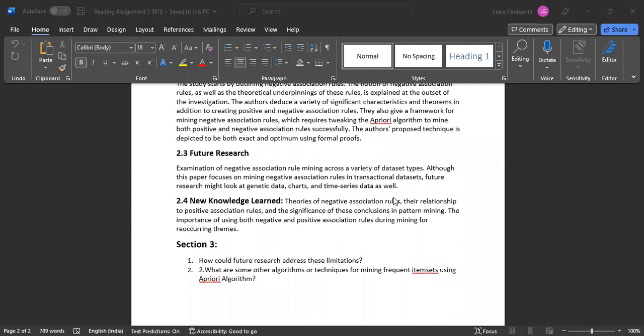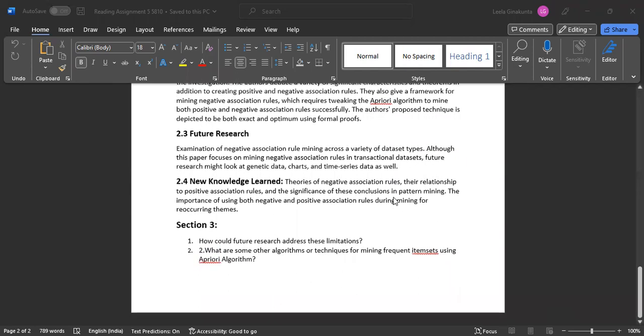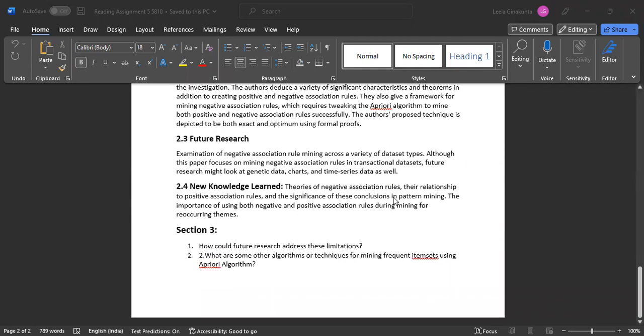Research might look at genetic data, charts, and time series data as well. Coming to the new knowledge learned, theories of negative association rules, their relationship to positive association rules, and the significance of these conclusions are learned in pattern mining, and the importance of both negative and positive association rules during mining for recurring themes.